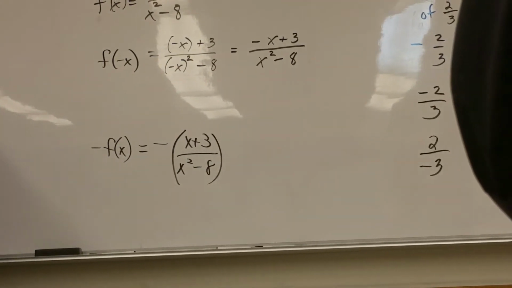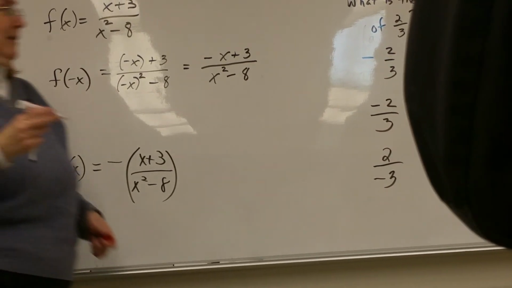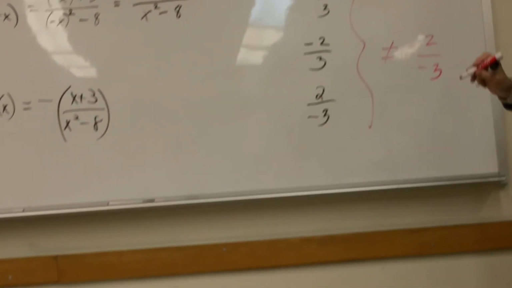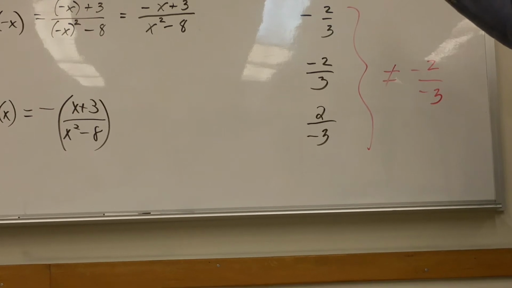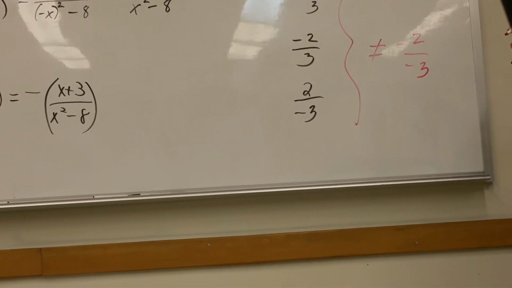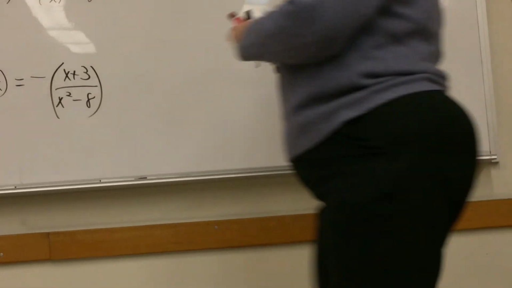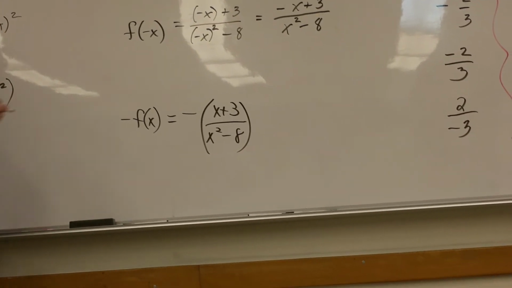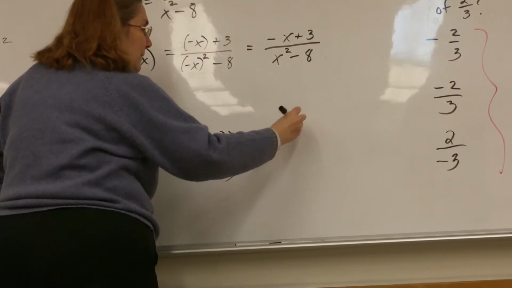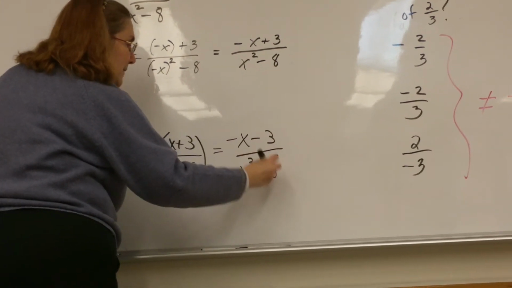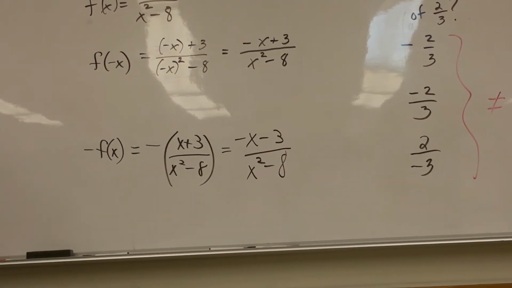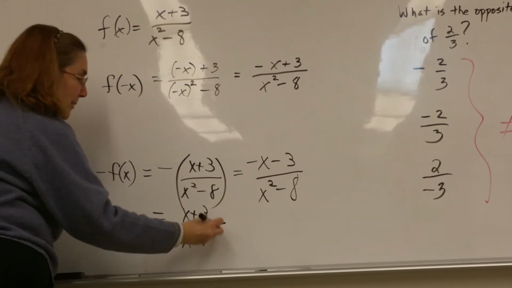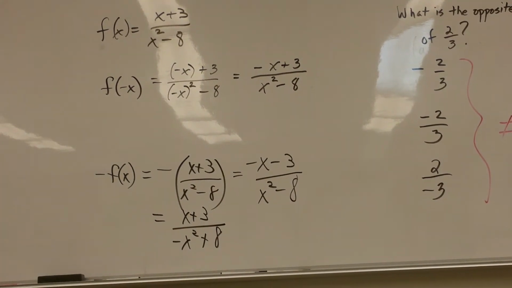But what you can't do is put the negative in both places. None of these are equal to negative 2 over negative 3. You can put the negative in the top or in the bottom, but not in both places. So to find the opposite of the fraction x plus 3 over x squared minus 8, I could distribute the negative through the top and leave the bottom alone. Or I can leave the top alone and distribute the negative through the bottom. But I can't do both.